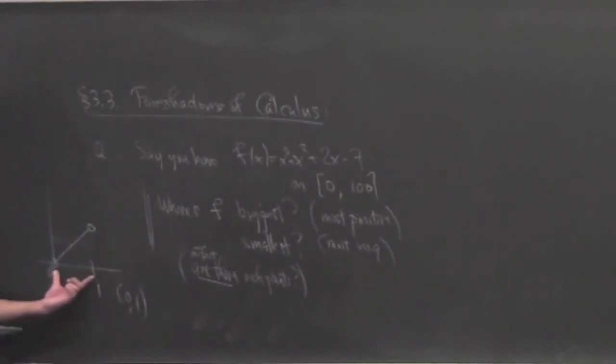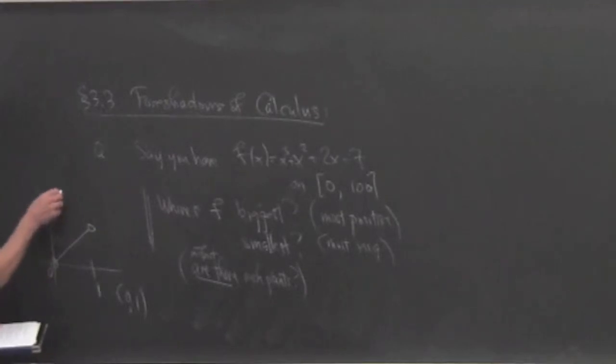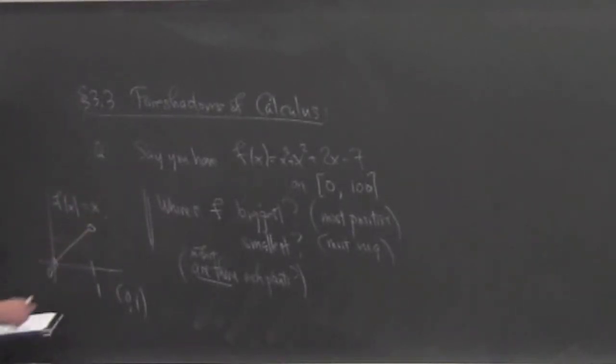Yeah, can you tell me where? Oh, where is the maximum value? 1. No, 1's not in there. Is there a place between 0 and 1? So here's my domain, 0, 1, and I'm looking at the function f of x is x. Is there a place where this guy attains a maximum? If there is, please tell me. And the answer is no, right?